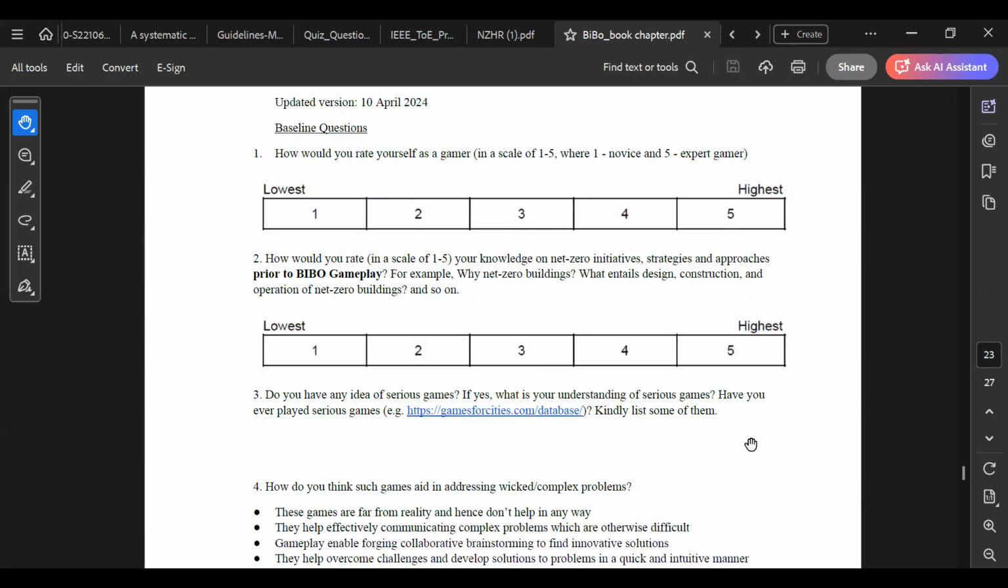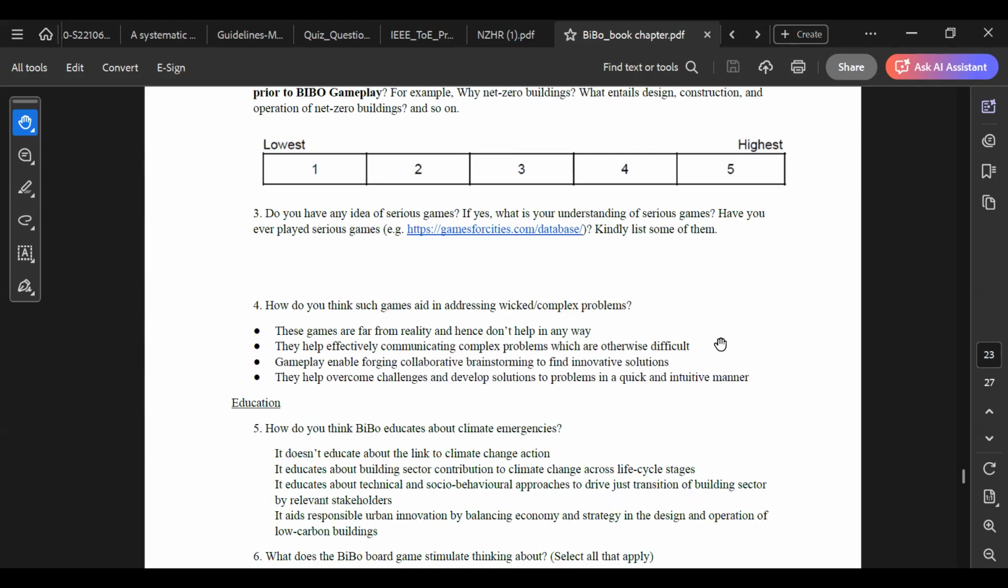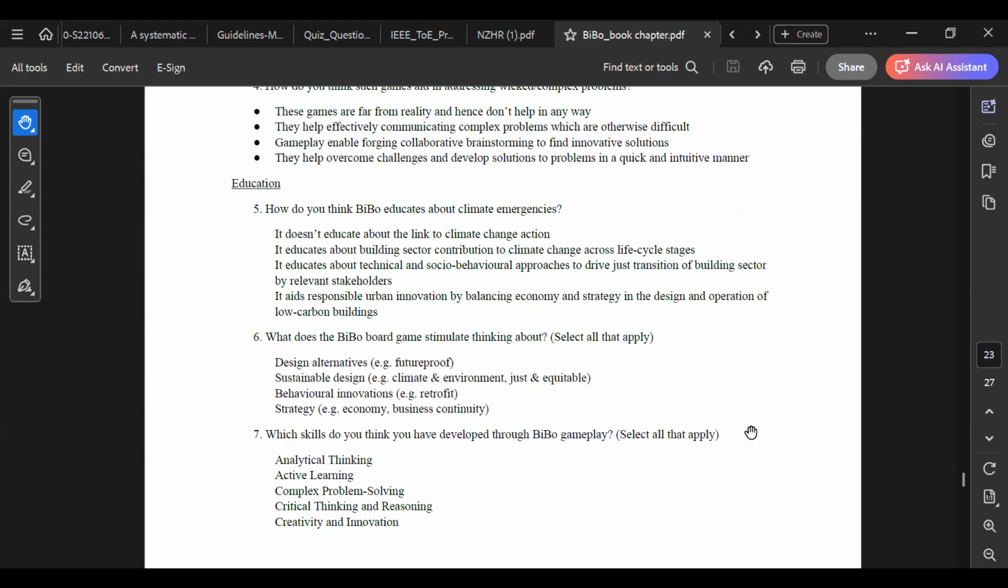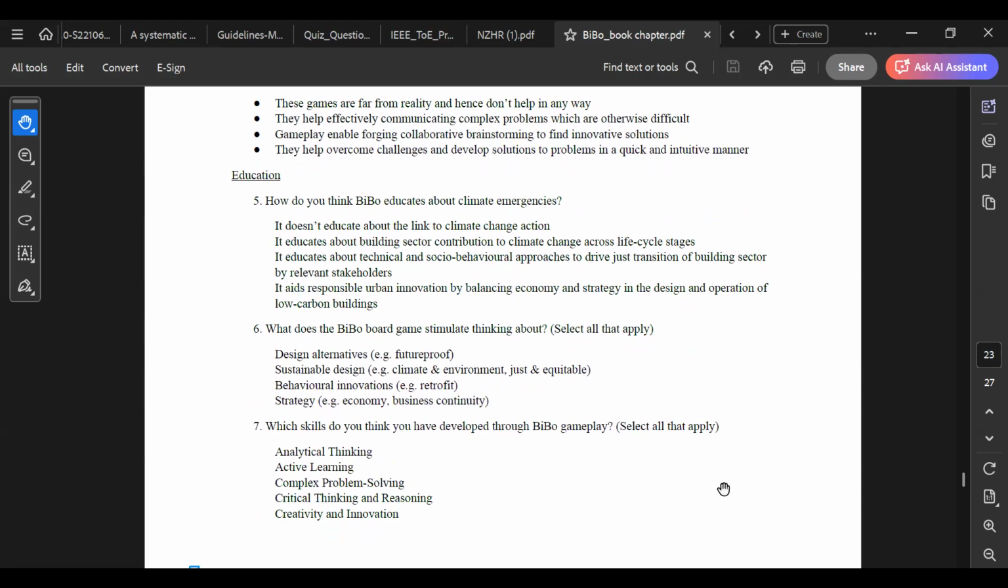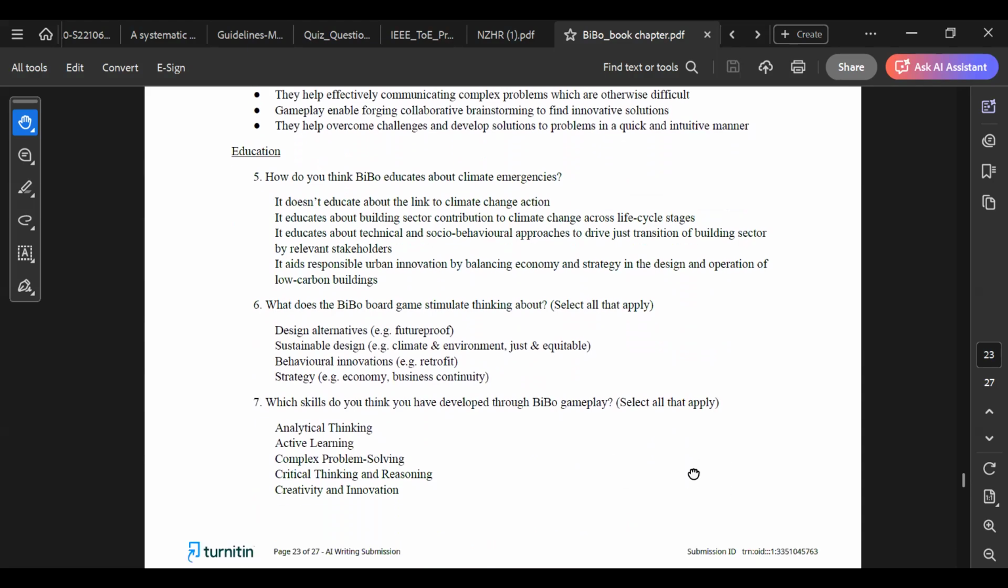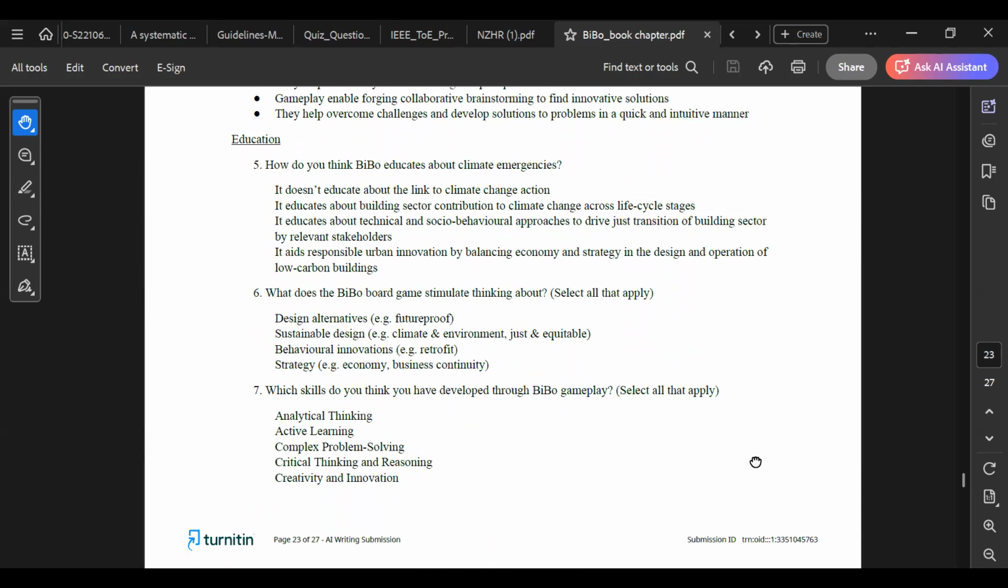And most of the other questions are more rating and also open ended. So we have a mix of different types of questions, and we also group them into different sections. If you see here, starting from question 5, it's for education. We want to see how BiBo educated people in trying to understand climate emergencies, what the different kinds of learnings were, like analytical thinking, creative innovation, like question 7.